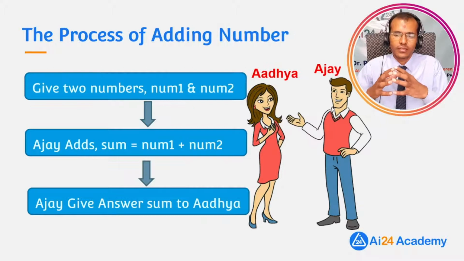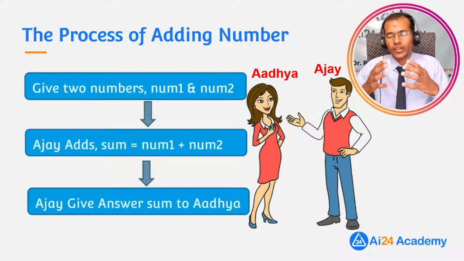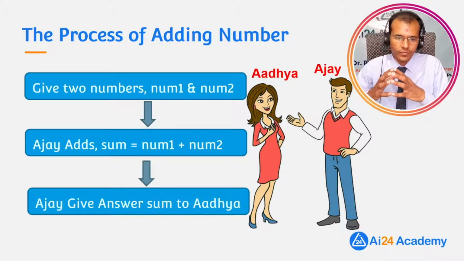Now let us try to understand the problem of adding two numbers in a little bit more detail, right? So how does the communication take place? Adya gives two numbers, number 1 and number 2, to Ajay, and Ajay adds these two numbers and finds the sum. Then Ajay gives the answer, sum, to Adya, right?